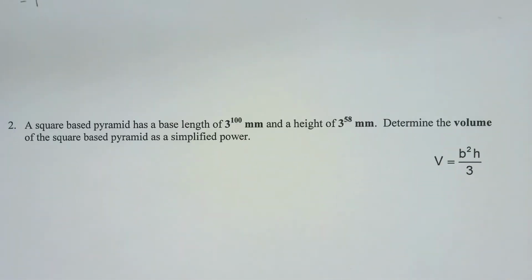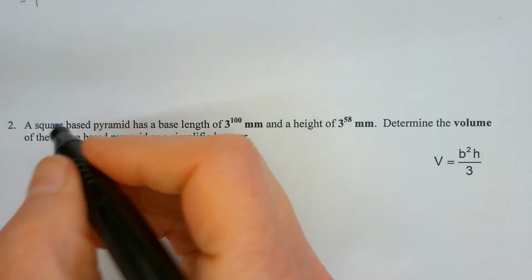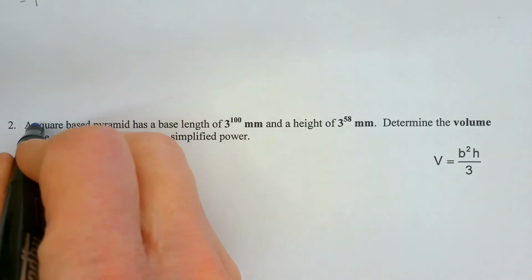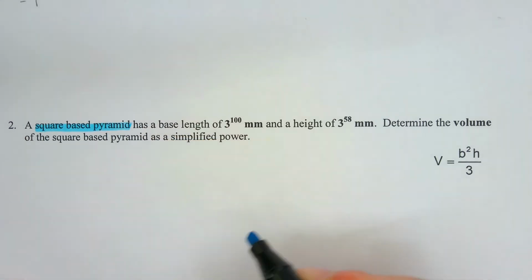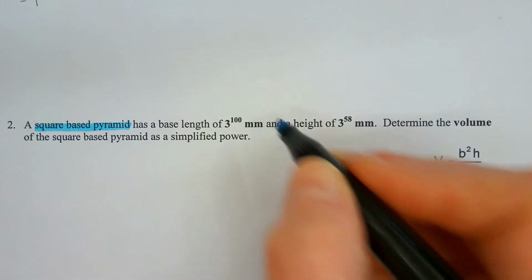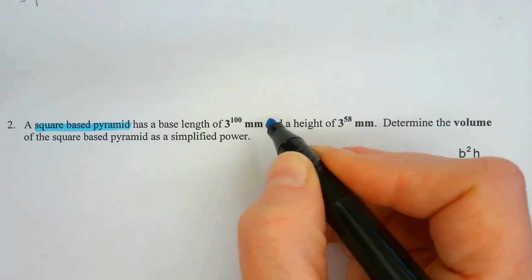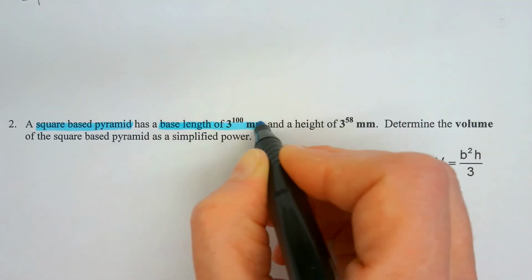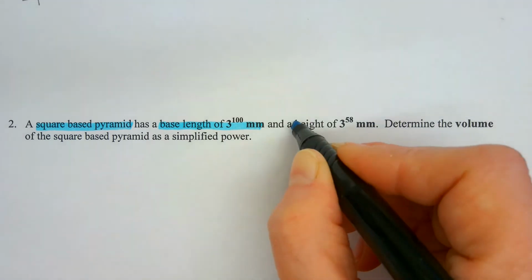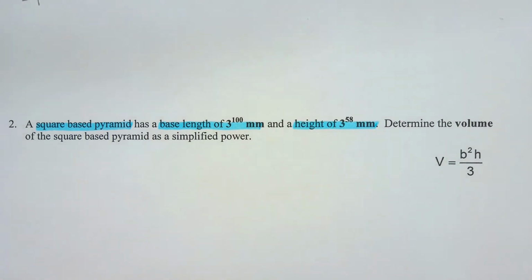Okay, if we look at this one, we have a square-based pyramid. So that means that the bottom is a square and it comes up to a point. The base length is 3 to the power of 100 millimeters. And the height is 3 to the power of 58 millimeters. We want to determine the volume of the square-based pyramid as a simplified power.